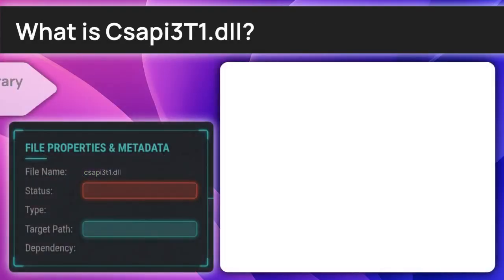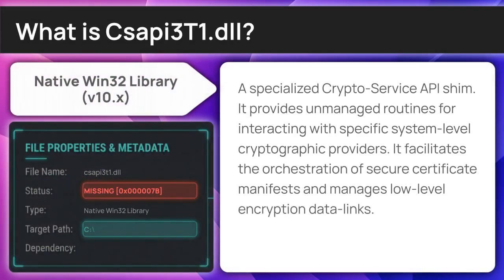This is the csapi3t1, a specialized crypto service API shim. It provides unmanaged routines for interacting with specific system-level cryptographic providers. It facilitates the orchestration of secure certificate manifests and manages low-level encryption data links.